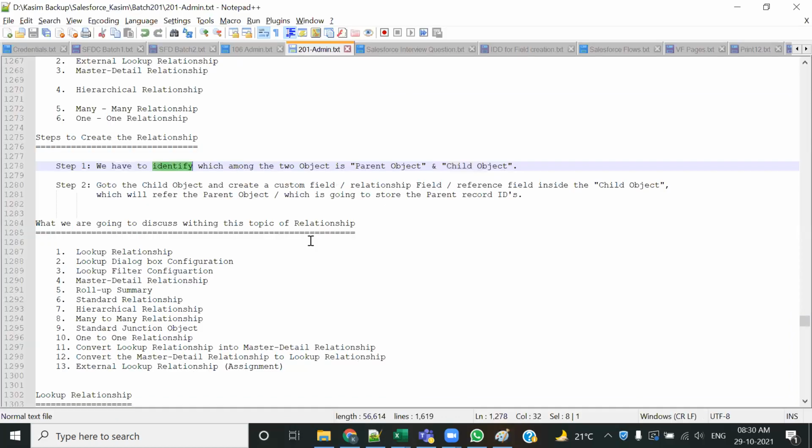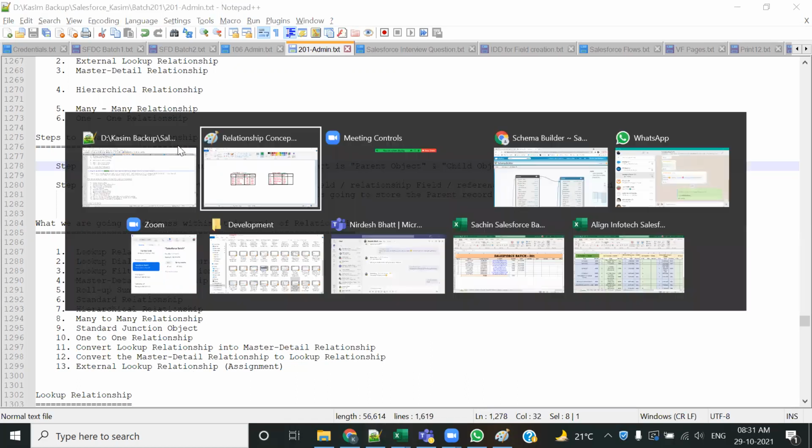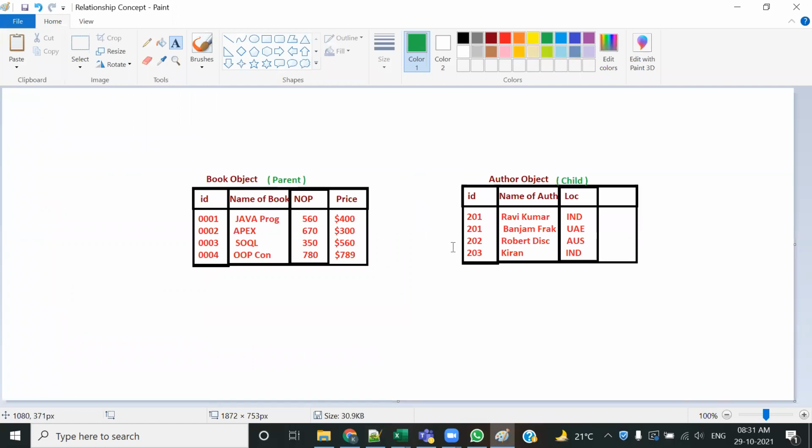Now let's go with step number two. So see, once you know which is the parent and which one is the child, now how to create the relationship? That's step number two. Actually, these are the steps. First of all, let's identify among book and author, which one is the parent, which one is the child.